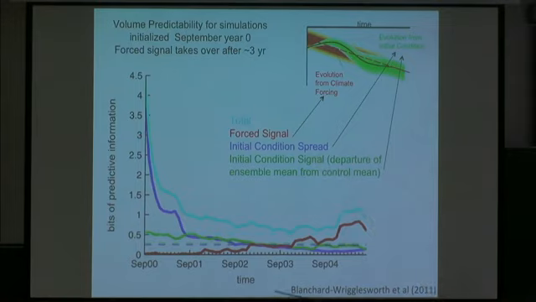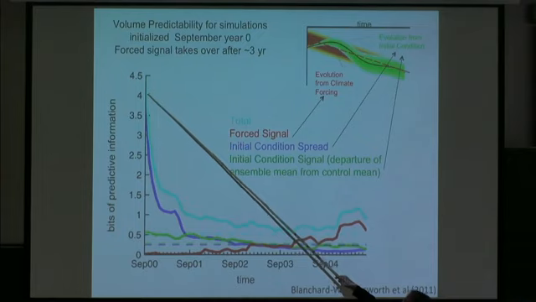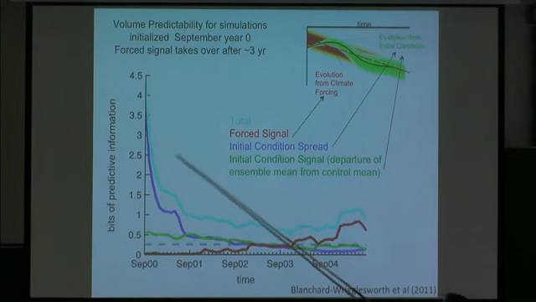And this figure tries to capture all of those sources of information in a measure of information. One thing we see here is that initially we have a lot of information from knowing the initial point and knowing the initial spread, and that it rapidly declines. After a couple of years, it's about the background level of just a red noise signal. So no information. But then what grows is the forced response.